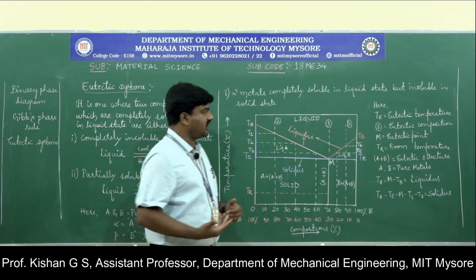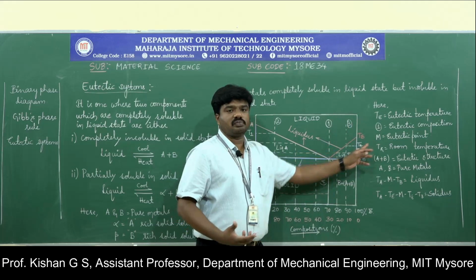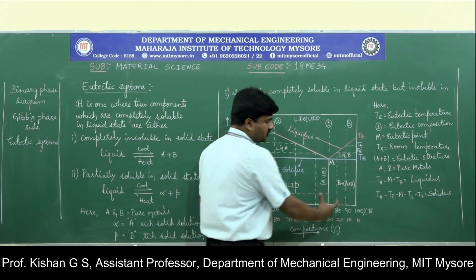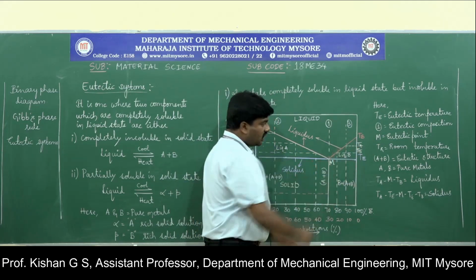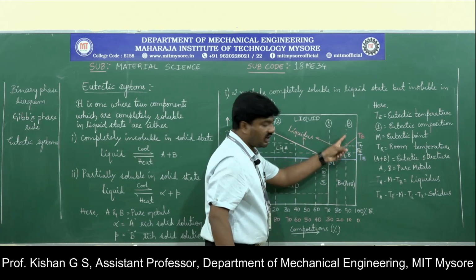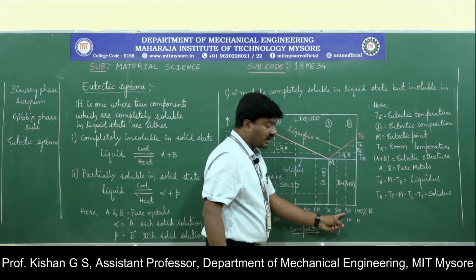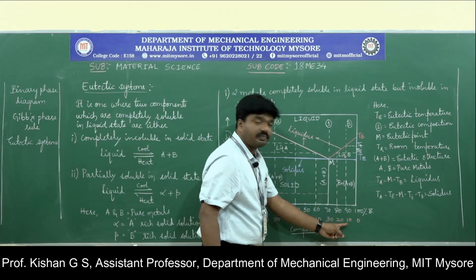Now let us go with T4 and T5, which are relevant to pure metal B here. You can observe the composition here. I have taken T4. T4 is the temperature corresponding to the composition which we have considered for the assessment. The composition is 90% of B and 10% of A.